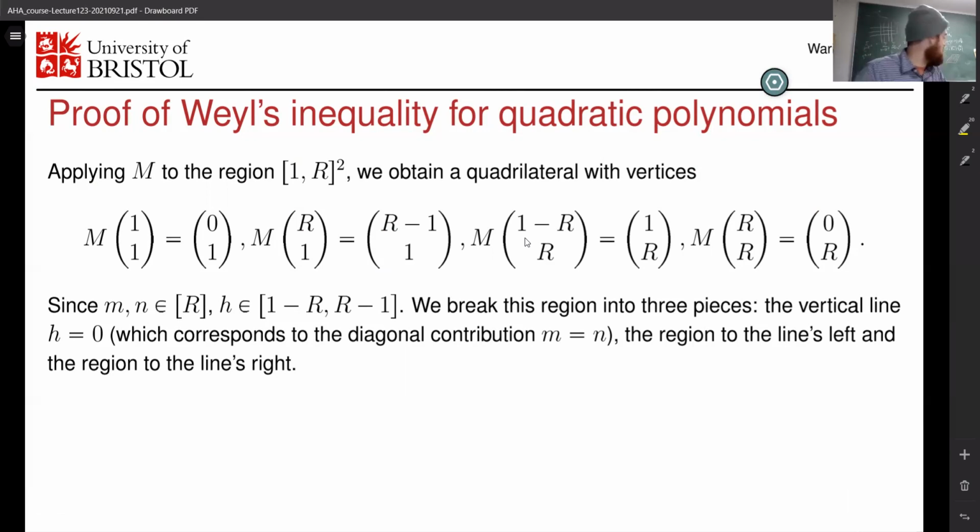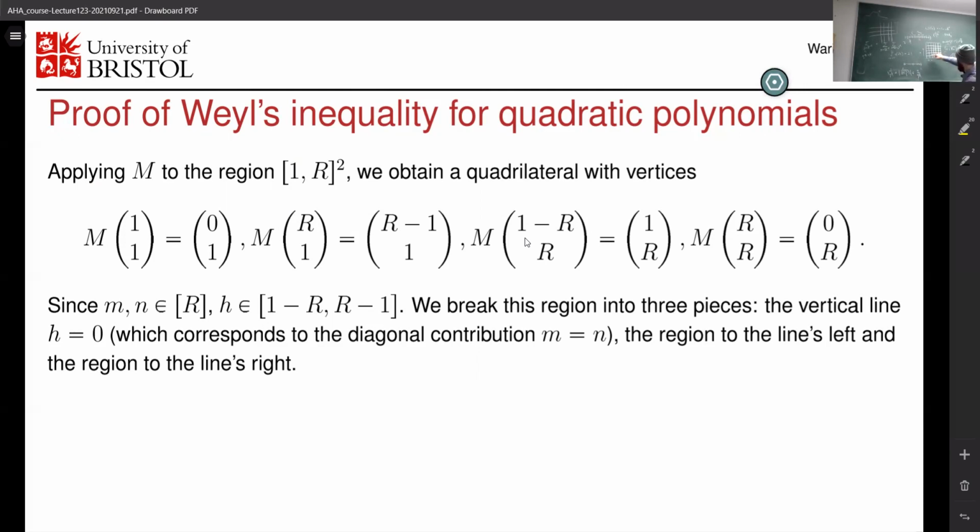We are going to break this region up into 3 pieces. I've drawn this a little bit misleadingly. I should have drawn it a bit better so that it's actually like this. And there's one big line in the middle, and then it's getting shorter as you go away from that center line.